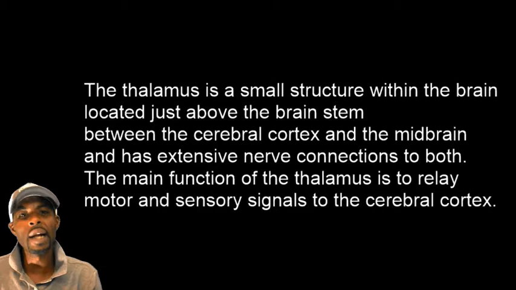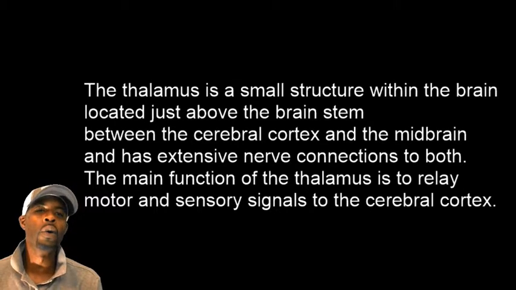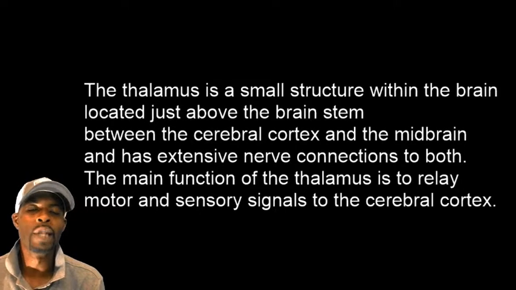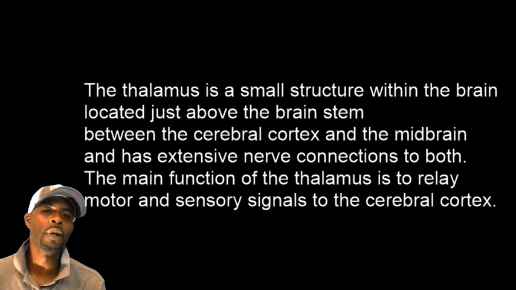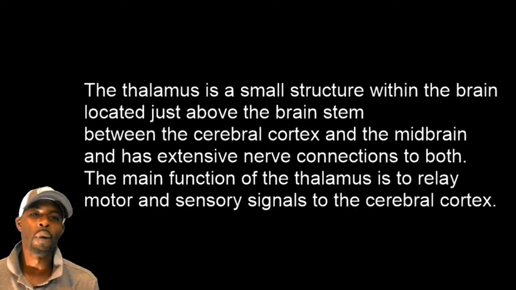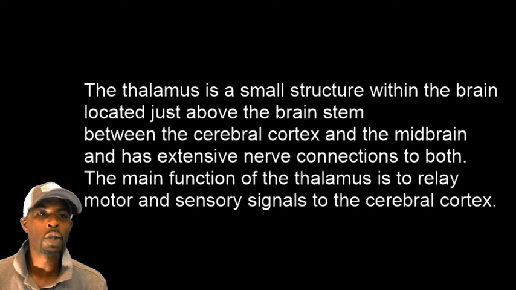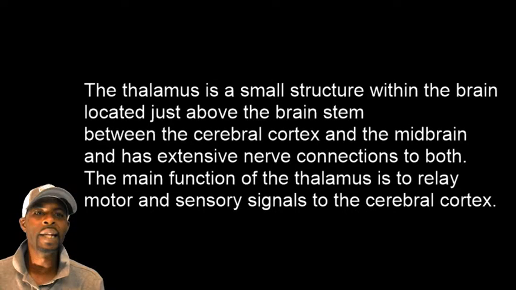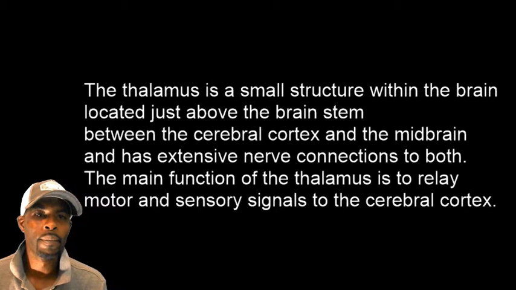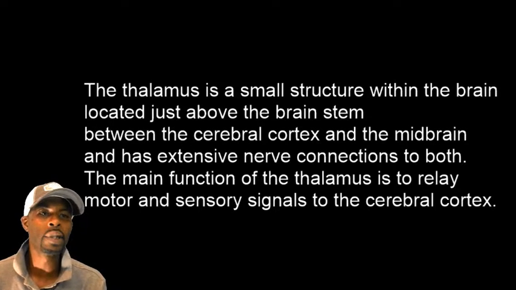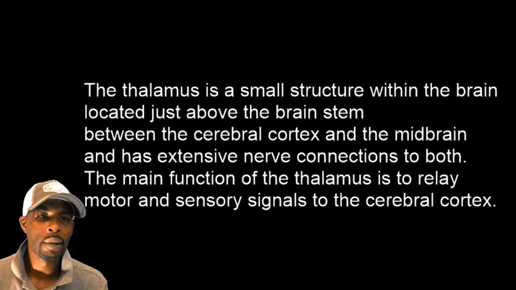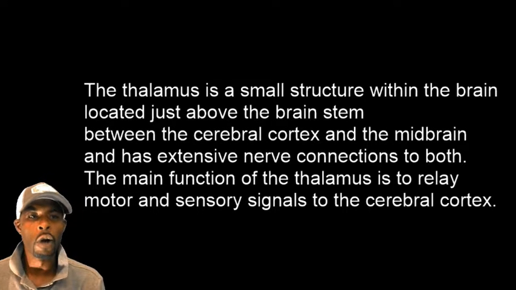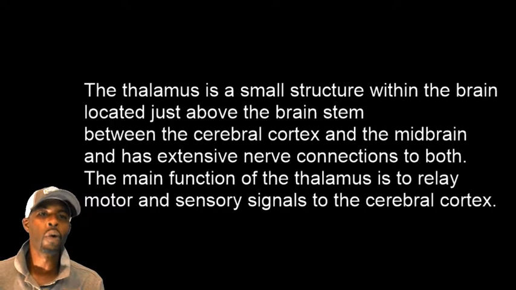All right. So let's check out the thalamus, because we know that the receptacle and the torus field comes from the word thalamus, right? So the thalamus is a small structure within the brain located just above the brain stem, between the cerebral cortex and the midbrain, and has extensive nerve connections to both. The main function of the thalamus is to relay motor and sensory signals to the cerebral cortex.